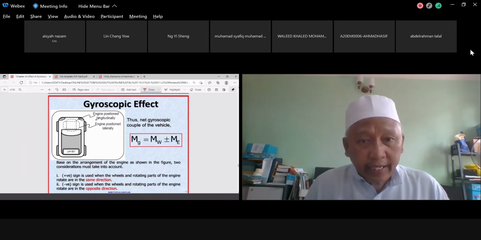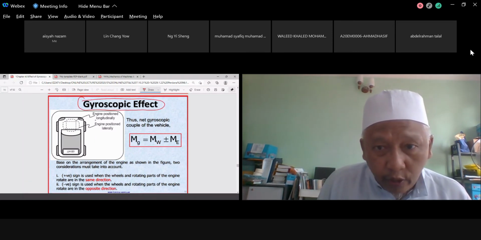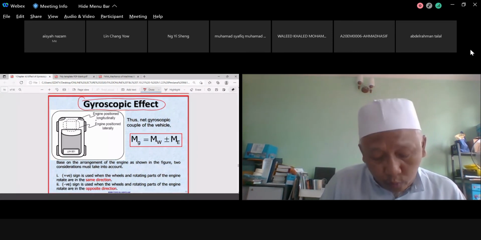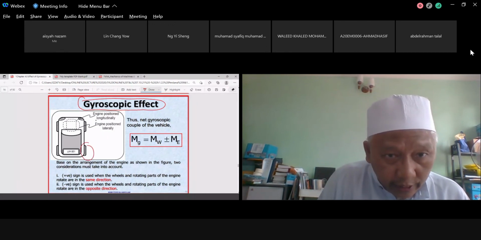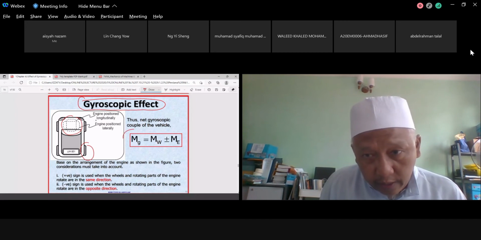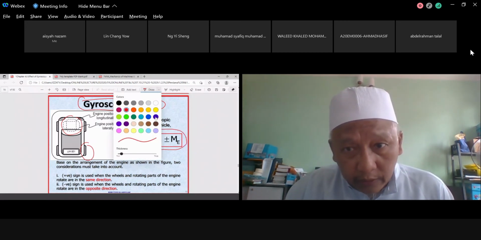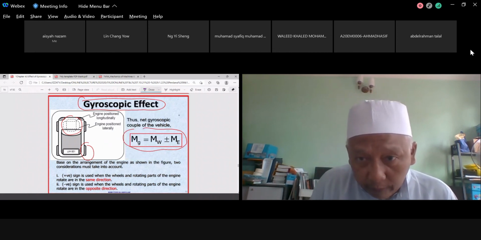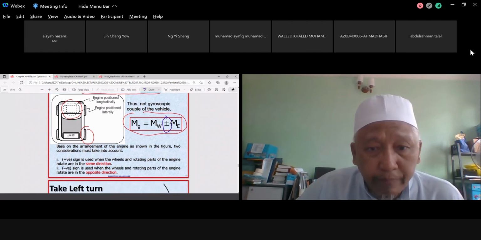Okay. Look at the gyroscopic effects. As I mentioned earlier, because you have two bodies to rotate, one with the wheel, the other one is the engine. So you have this equation, and the equation provides you plus or minus. Why plus or minus? I will explain to you later. The plus or minus depends on the position of the engine.